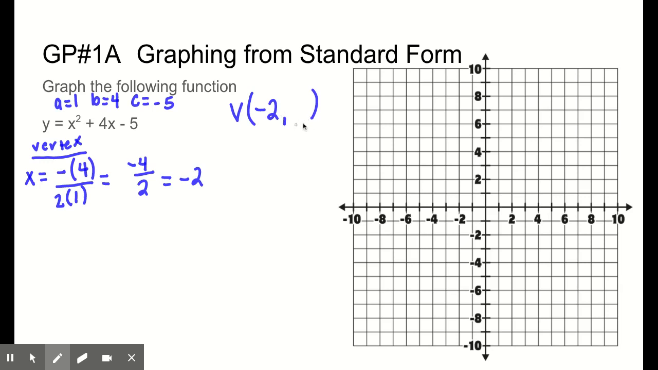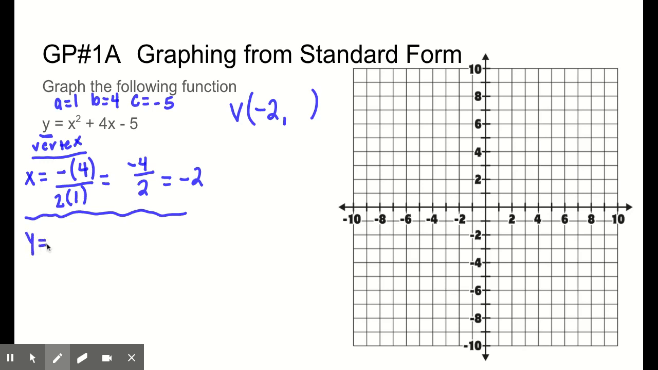But we still have to figure out the y value of the vertex, or the k in vertex form, right? Notice in our equation here that it says y equals x squared plus 4x minus 5. We want to find the y value when x equals -2. So what we're able to do now is take that -2 and plug that into our equation here. Once you find the x value of the vertex, you plug the x value into the original equation for x to find the y value.